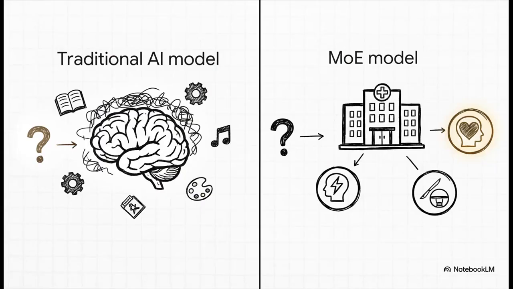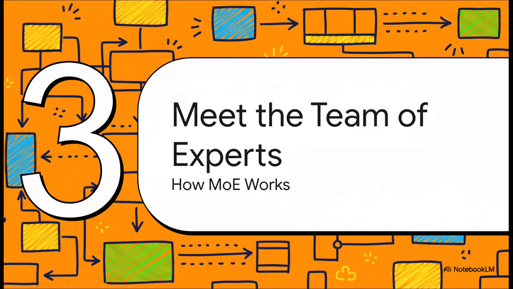You know, this is probably the best analogy for it. A traditional AI model is like one single doctor who's forced to memorize every single medical textbook in existence. An MoE model, on the other hand, is like a top-tier hospital. You've got specialists for everything: a heart specialist, a brain specialist, a surgeon. You wouldn't ask all of them for advice on a common cold, right? Of course not. You go straight to the expert you need. Okay, so that's the big idea.